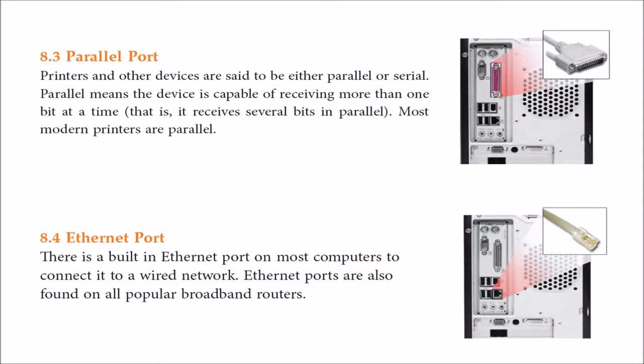Then the parallel port, as you see here. In a parallel port, data is not sent one by one like this, but simultaneously side by side, and the data is nothing but 0s and 1s. Printers and other devices can be either parallel or serial. Most of the printers use the parallel port.